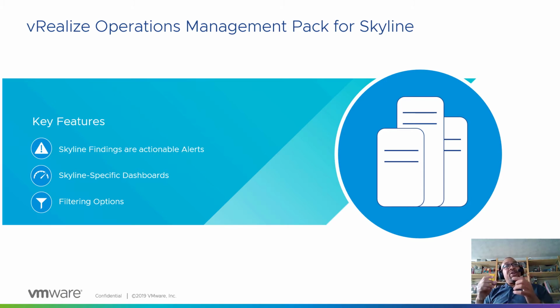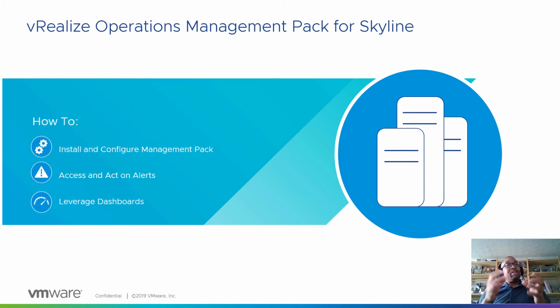Skyline findings are converted into alerts within vRealize Operations Cloud, and then they're mapped to corresponding objects. You also get access to more dashboards that allow you to view findings related to specific vCenter adapters. And finally, you can actually view those findings based on severity and category.